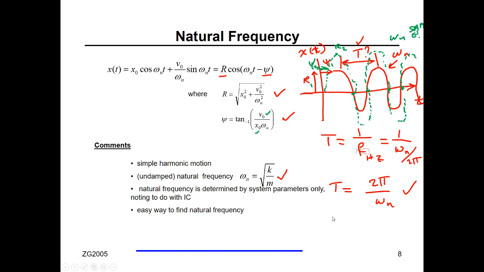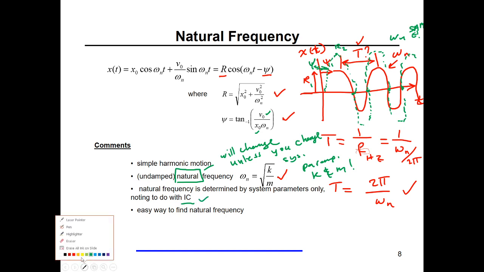That's why we call it natural frequency. Natural frequency will not change unless you change system parameters, k and m. See? All right. If you change the initial conditions, it will not change. Natural frequency is determined only by system parameters, not the initial conditions. That's why we call it natural frequency.